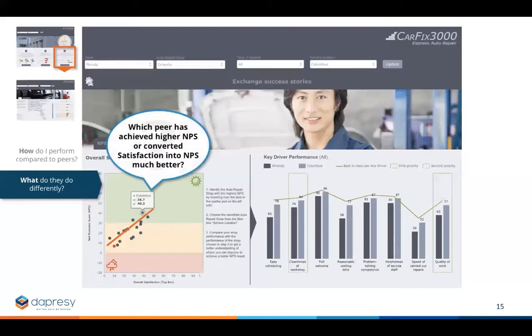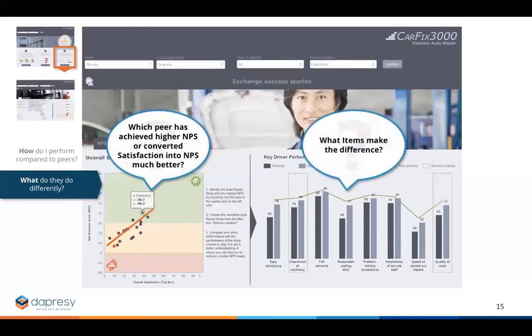So the left one shows which peers have achieved higher NPS or converted satisfaction into NPS much better. The right part is then really what items make the difference, and then really going into a discussion with the respective manager and trying to find out the differences and the actions they take to achieve better results.